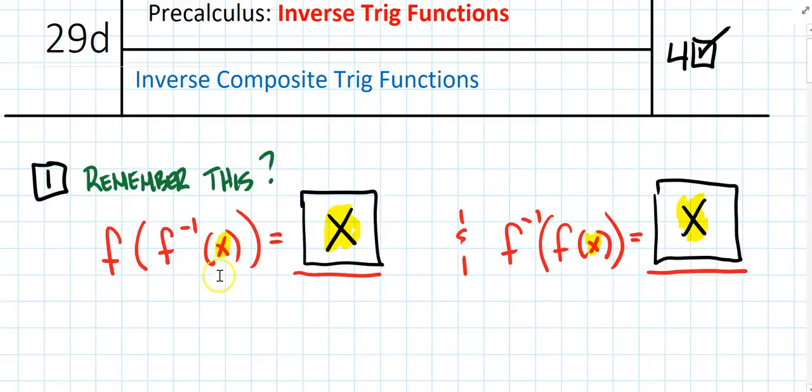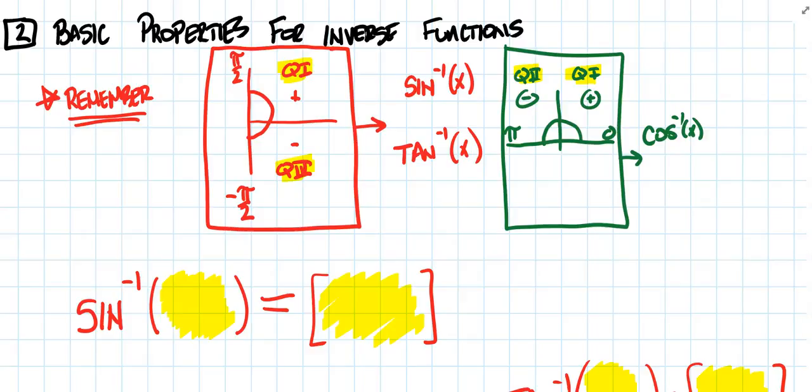Remember, to show that 2 functions were inverses of each other, you had to use function composition and show that f of f inverse of x was x, and then likewise f inverse of f of x was x. The same principle applies to what we're going to be doing in this video lesson. Box number 2 are the basic properties for inverse functions.